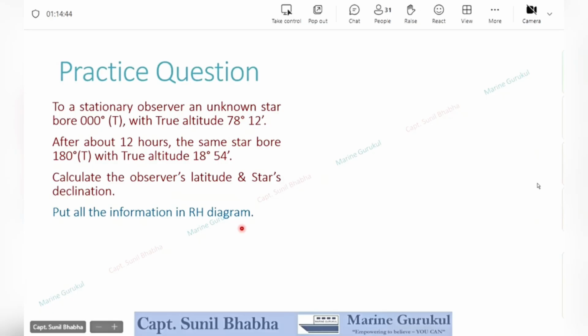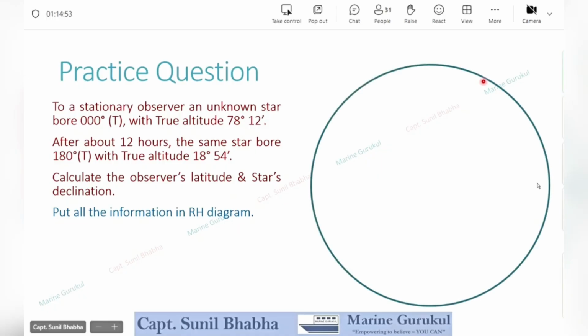So let us apply this approach in this particular question and see how it works. Let's draw the rational horizon of the observer. Let's mark off the NESW points. And at the center of this diagram, we have the zenith represented by Z. So let's try to put the information now, what is given to us.